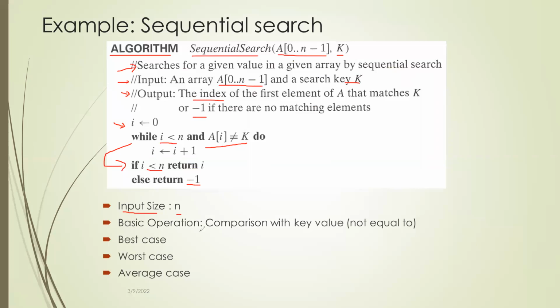Then what is your basic operation? Here many operations are there: assignment operation, less than operation, not equal to, again less than, like that. We are not going to consider all operations. Out of all operations, you have to pick one important operation as the basic operation. Here I am identifying not equal to as the basic operation because it is the most important operation. Then I have to calculate three types of efficiency: best case, worst case, and average case.